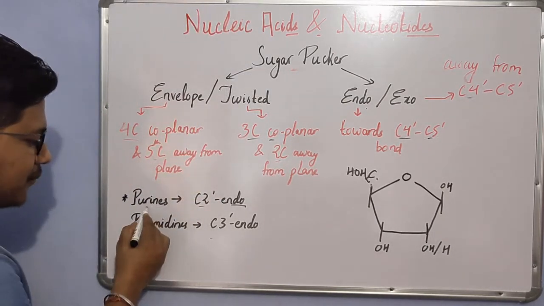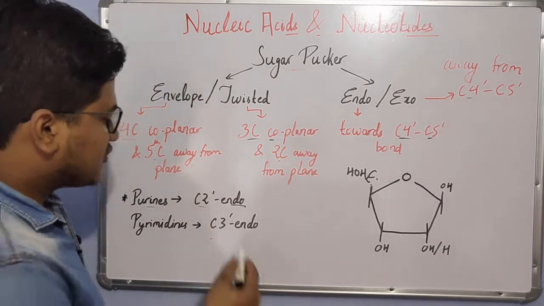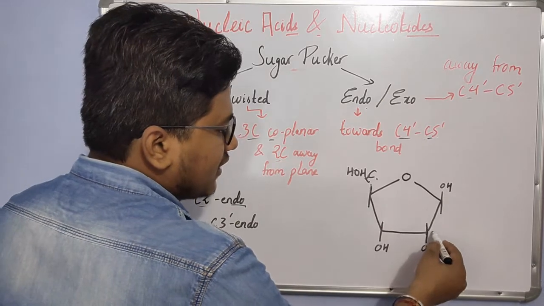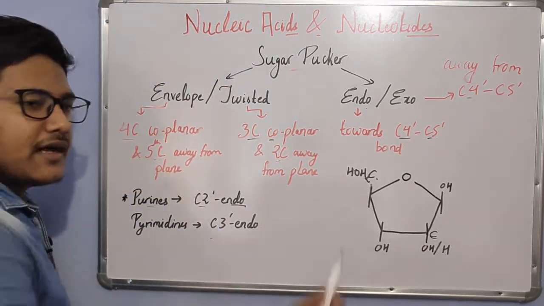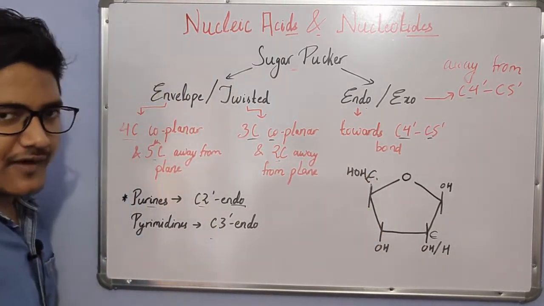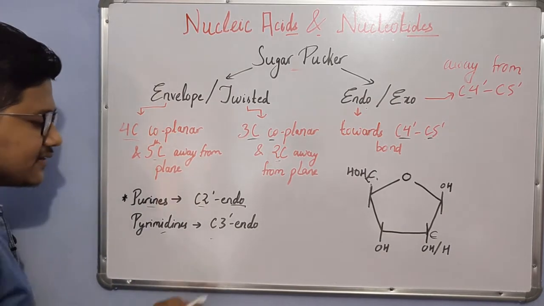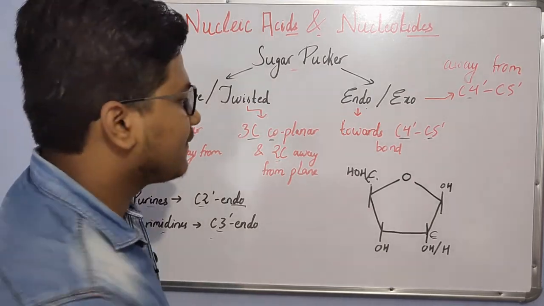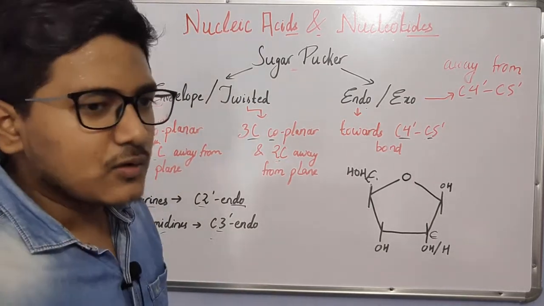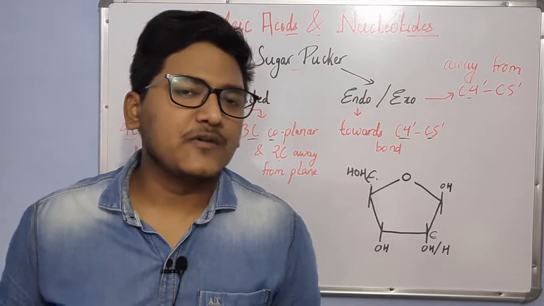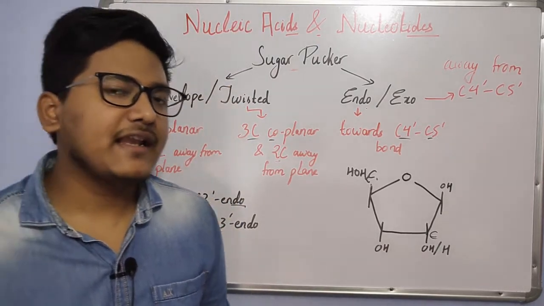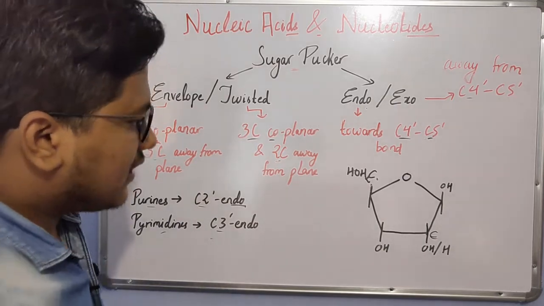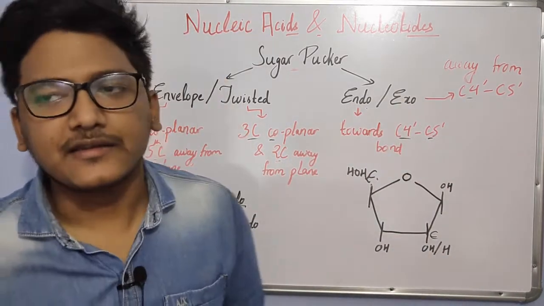So in case of purines, there is more preference towards the C2 endo, that is the second carbon will be directed towards the C4-C5 bond, whereas in case of pyrimidines, the ribose prefers the C3 endo puckering. In case of RNA, the predominant form is the 3' endo, and this is how the puckering is seen.